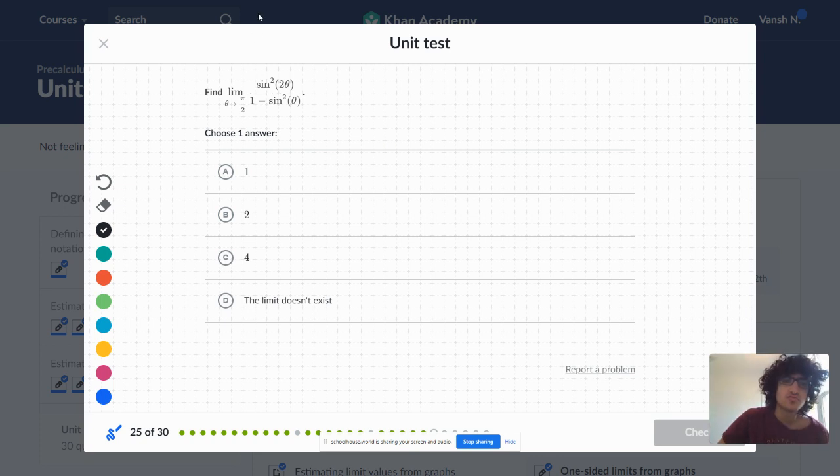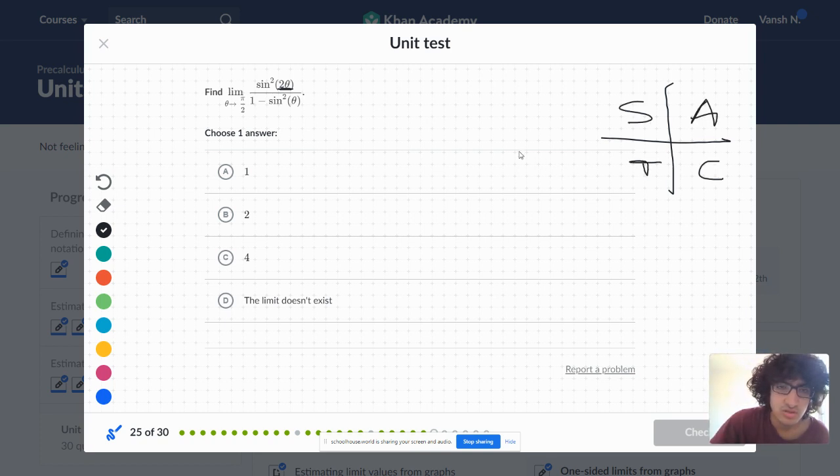Oh, double angle expression. What was the double angle expression? I kind of forgot the double angle identity, so what can I do? That's not okay. So I know 1 minus sine squared. I can get that. So okay.